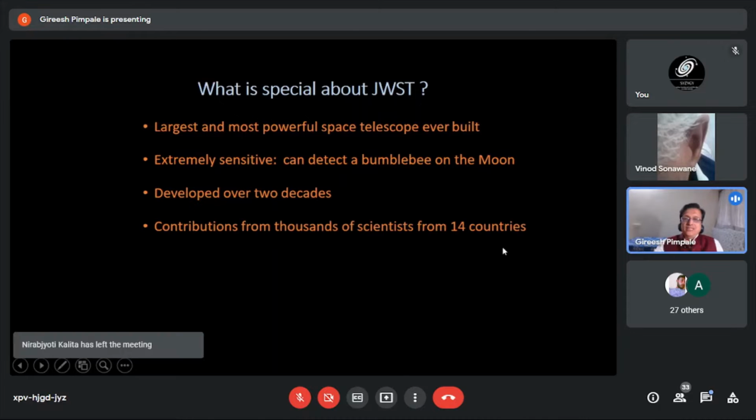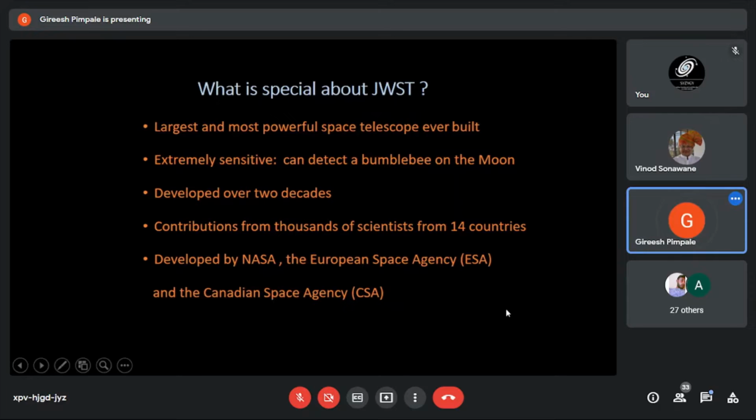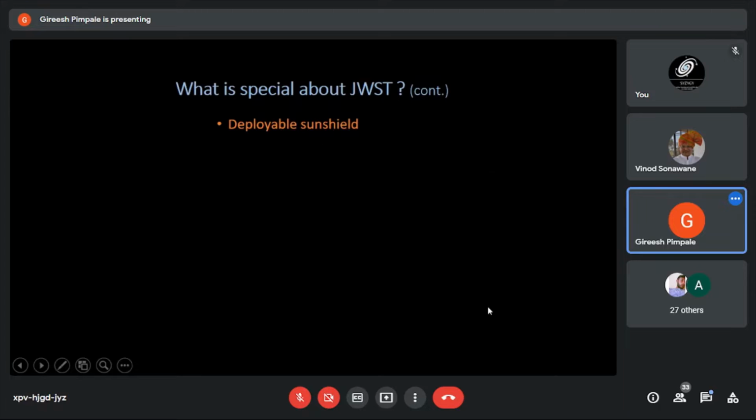For development, 2 decades were required. There were contributions from thousands of scientists from 14 countries, and it was mainly developed by NASA, then the European Space Agency, and the Canadian Space Agency. Then it has a deployable sun shield, which you must have seen in the video that I played. Then the mirror was folded when it was launched. The mirror was folded, and the reason was obvious.